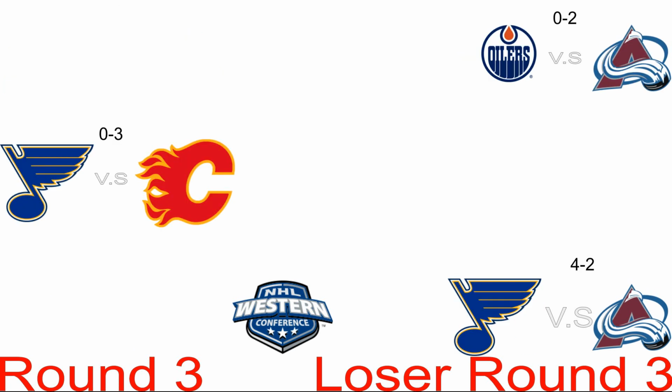Alright, so this is round 3, and loser round 3. I've explained it on the Eastern Conference side of things, so here we go. The St. Louis Blues lost against the Calgary Flames 3-0. Calgary is making it to the Western Conference Finals. Now, for Edmonton, they lost to the Colorado Avalanche 2-0.